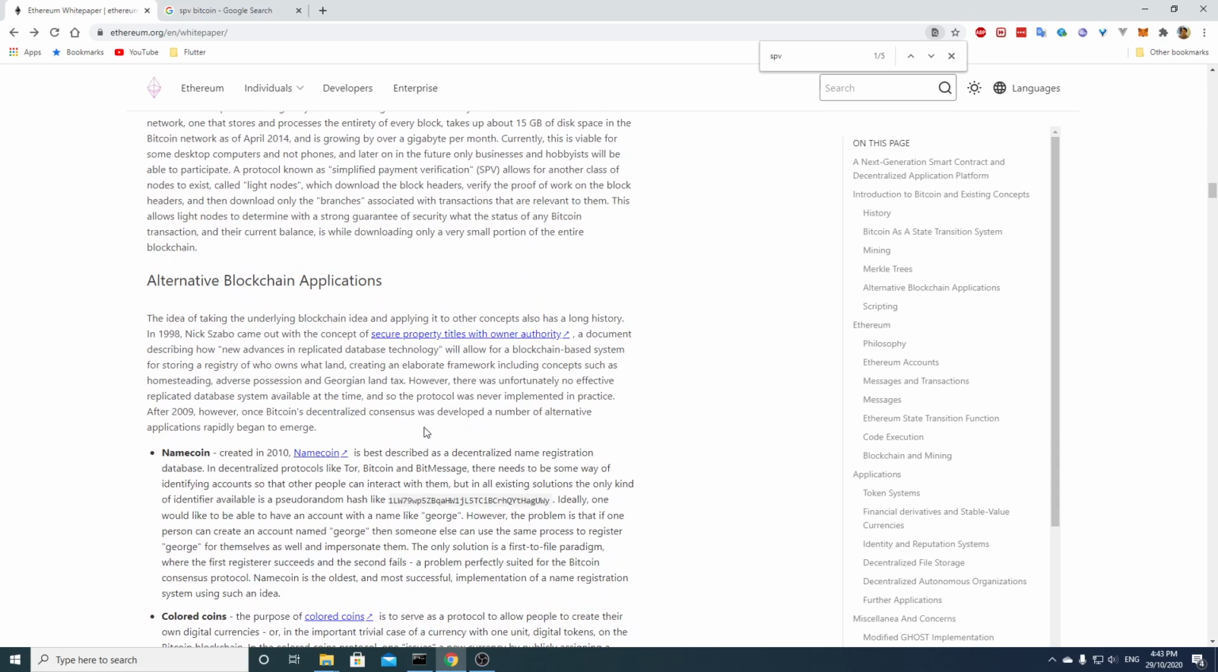Okay, so the next section is alternative blockchain applications. Alright, so that's another section. I'm going to pause here again. I think it's a good spot to stop.